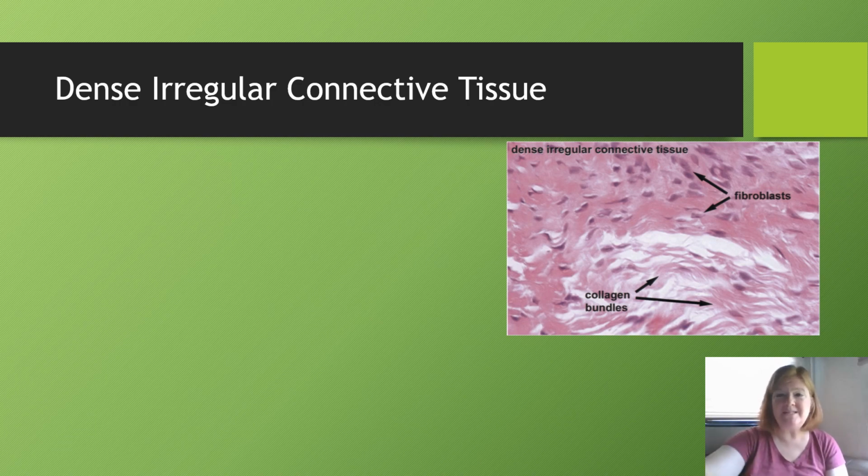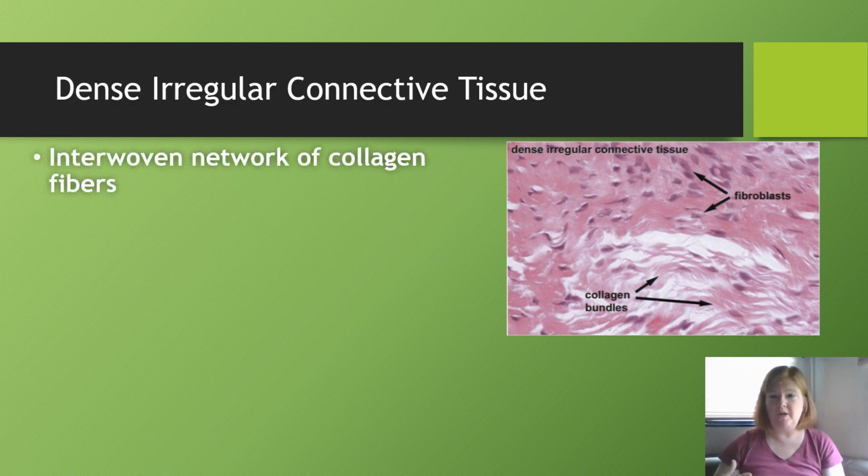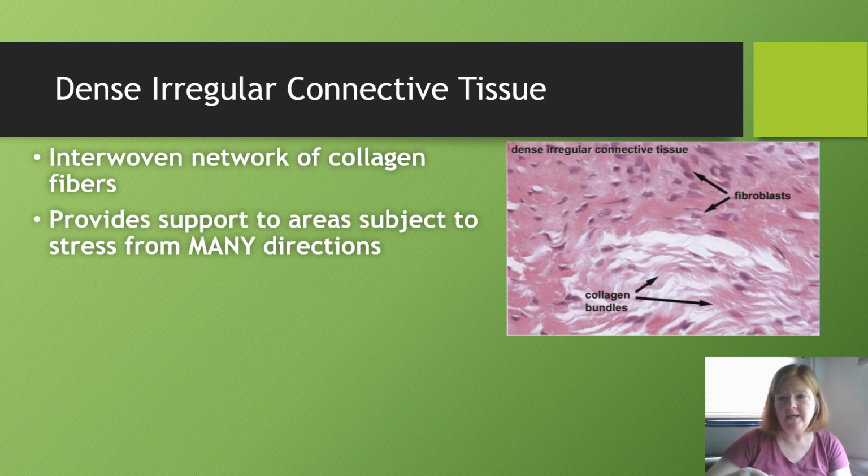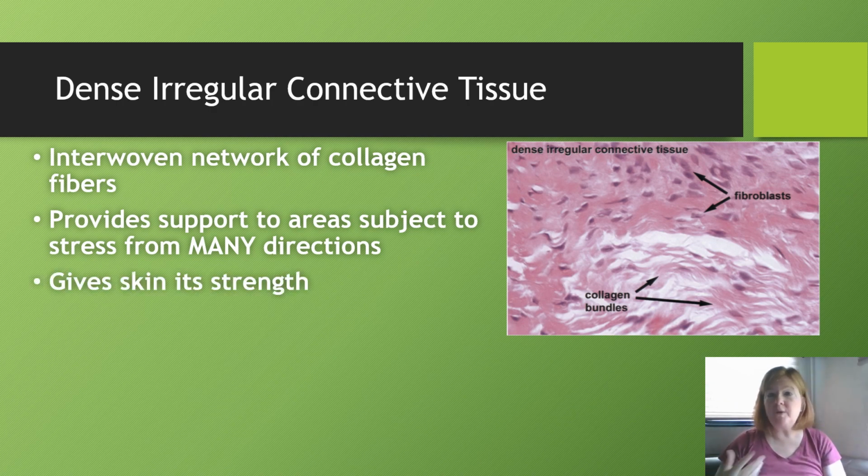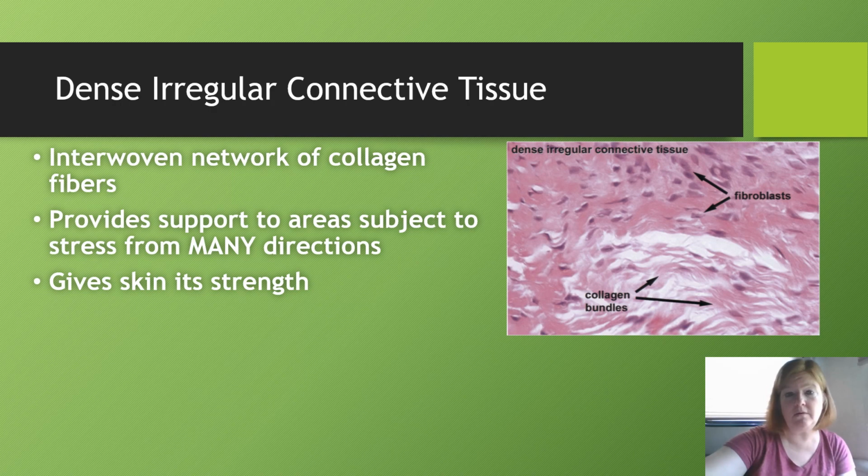And then we have dense, irregular connective tissue. So it's kind of this interwoven network of collagen fibers, and it provides support to areas that are subjected to stress from many directions. So tendons and ligaments are great at providing that resistance in one direction, but dense irregular provides that resistance if there are many directions. So it's what helps to give skin its strength.